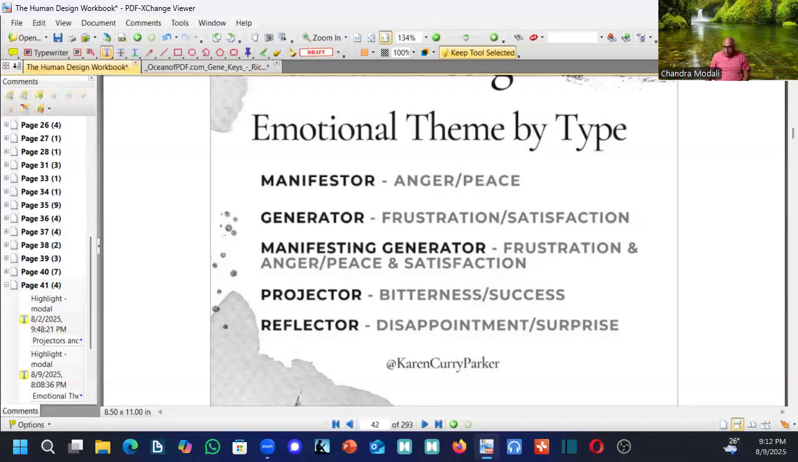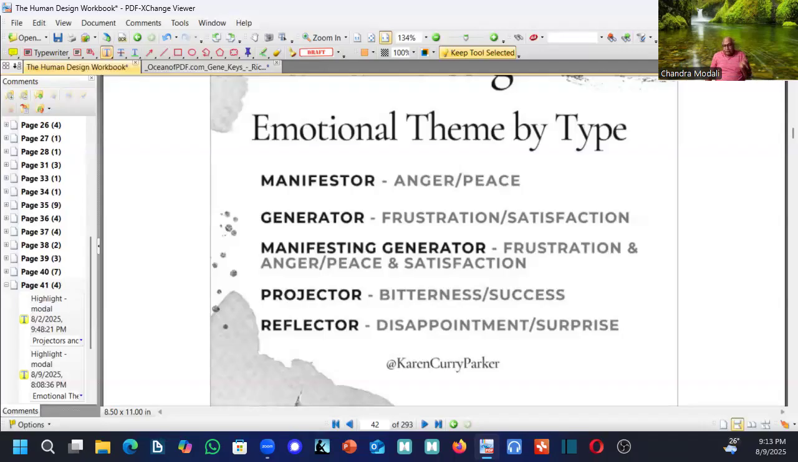So a manifestor is governed by the emotional theme, which either highlights anger or is in peace. Generator, frustration or satisfaction. I am either, most of the time, being a generator, I have seen myself being under the influence of frustration most of the time.